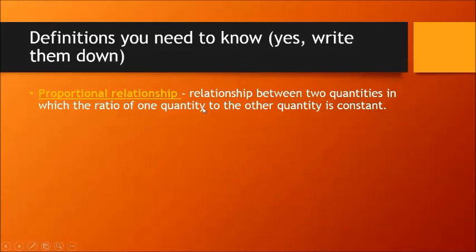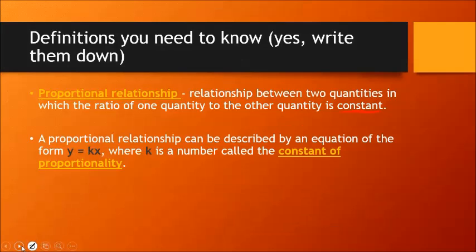It's a fraction. Basically what a proportional relationship is, it's a relationship between two quantities in which the ratio of one quantity to the other quantity is constant. That's the key there. Our next definition: a proportional relationship can be described by an equation of the form y equals kx, where k is a number called the constant of proportionality.